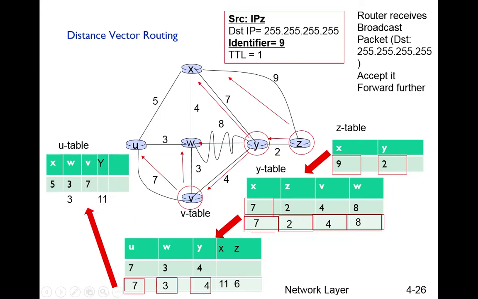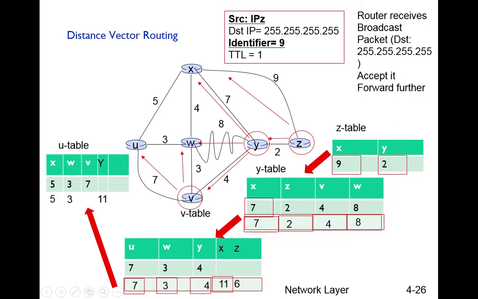Similarly, the third entry is about X. Presently, U knows about X. And what is its cost? Its cost is 5. If U wants to use this information, then U to V is 7, and from V to X is 11. 7 plus 11 is 18, and the present cost is 5. So the present cost is minimum and will be maintained, and this new information is useless and will not be considered.